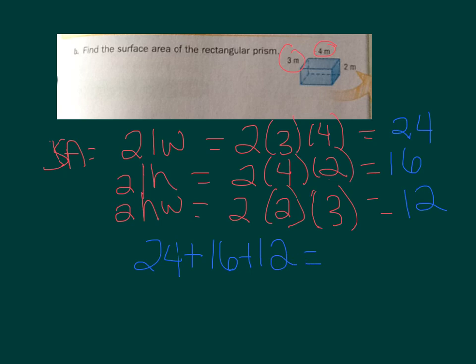When I add 24 plus 16 plus 12, I should get 52. So my surface area is 52 meters squared. Remember area, so it's squared.